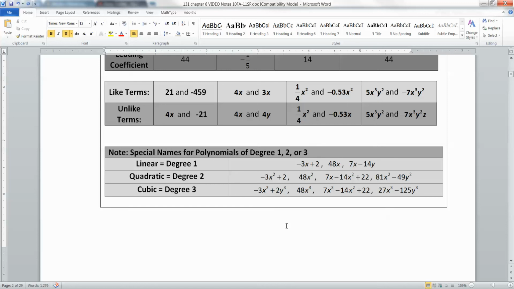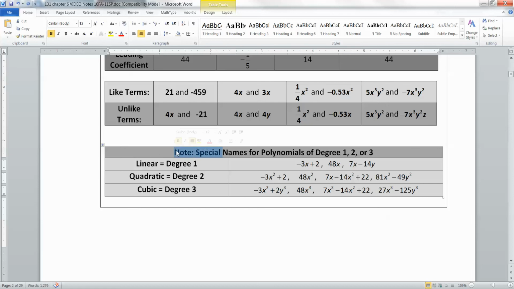Before we leave these definitions behind, I wanted to add in something that is implied but not explicitly stated in the notes, so hopefully you're not running out of space, or you can throw in another sheet of paper in there somewhere. But we have some special names for polynomials that have degree something other than 1. So this is a special note.